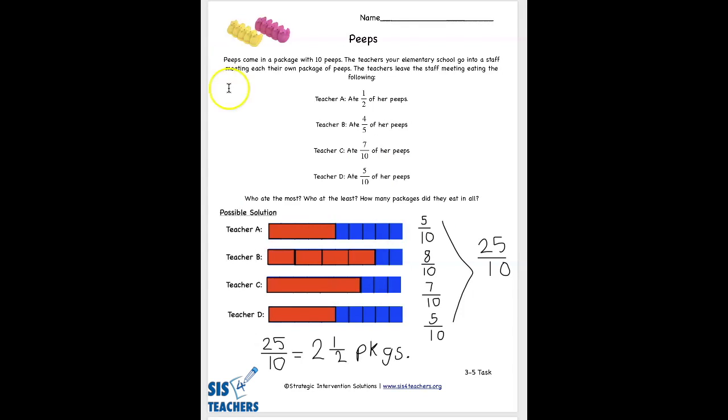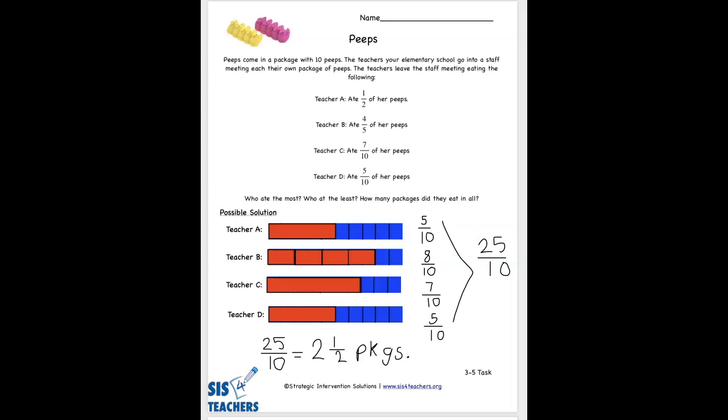The scenario here says that Peeps come in packages of 10. The teachers at your elementary school are going into a staff meeting, and around the holiday of Easter they each got their own package of Peeps. The teachers might be munching on it while the staff meeting's going on, but the teachers leave the staff meeting eating this much. So teacher A, you could put in Mrs. Miller if that's a teacher at your school. You can certainly adapt these any way that you want to.